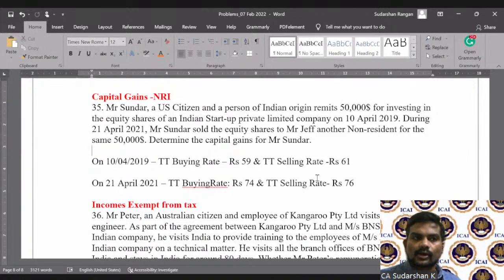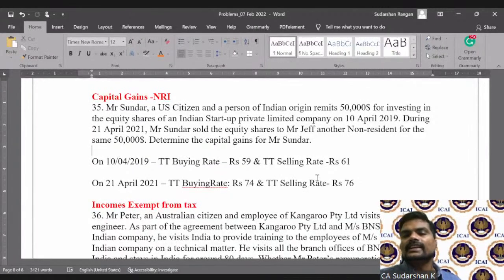asset in India, shares or debentures of an Indian company, through foreign exchange, and you sell it, whatever consideration you have got in Indian rupees, you can reconvert into foreign exchange and then find out the capital gains, which will be in foreign currency. That will be converted into Indian rupees to pay the final tax amount.